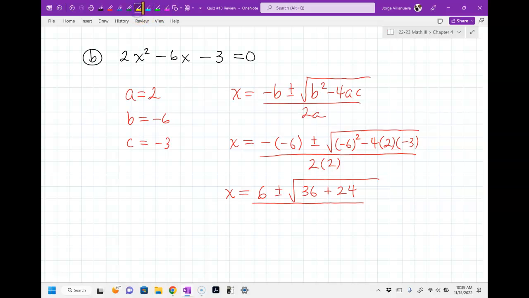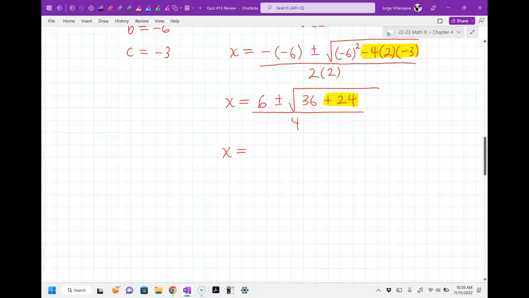So I'll highlight that again. All of this, when you multiply it out, becomes a positive 24. All right? And then this is 4 on the bottom. So we're going to start simplifying as much as we can. We're going to start off with the radical. That's a 60 inside.